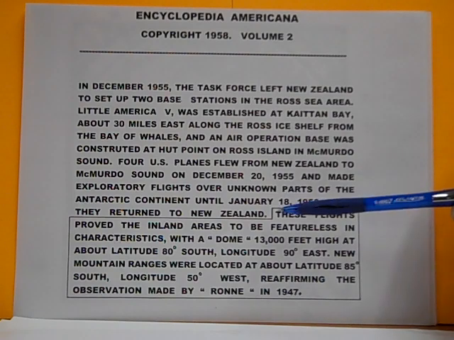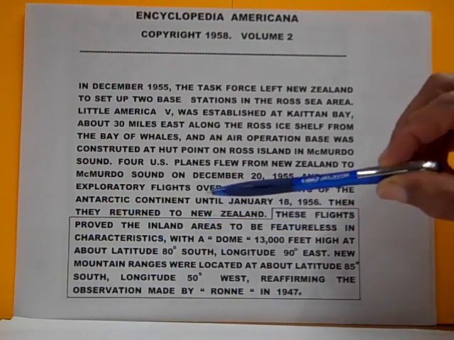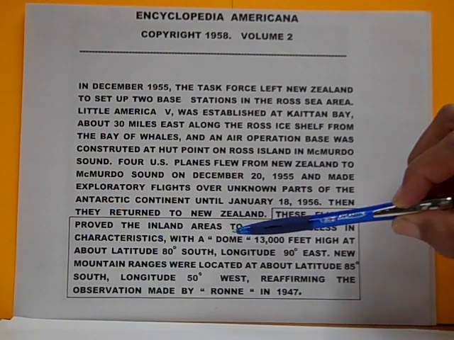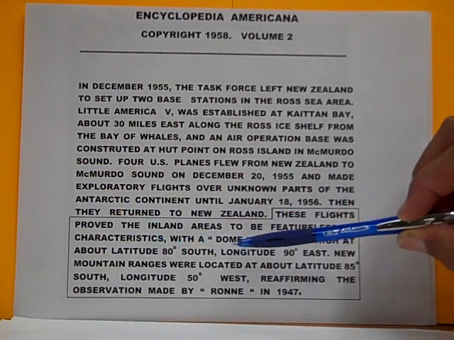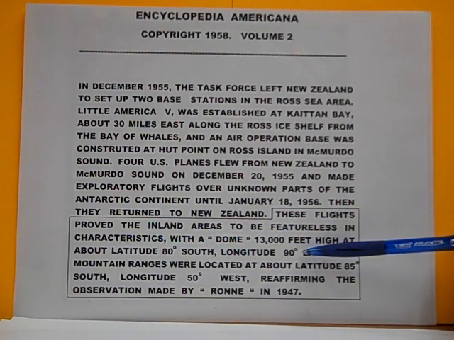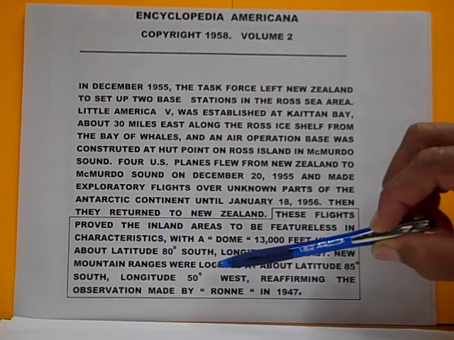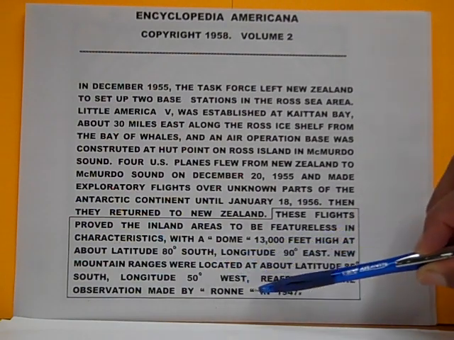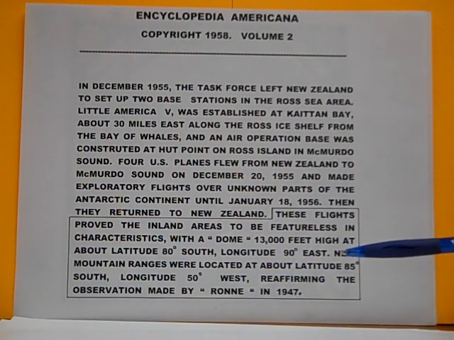These flights proved the inland areas to be featureless in characteristics, with a dome, a firmament with a dome 13,000 feet high at about latitude 80 degrees south, longitude 90 degrees east. New mountain ranges were located at about latitude 85 degrees south and longitude 50 degrees west, reaffirming the observation made by Ronne, R-O-N-N-E, in 1947.